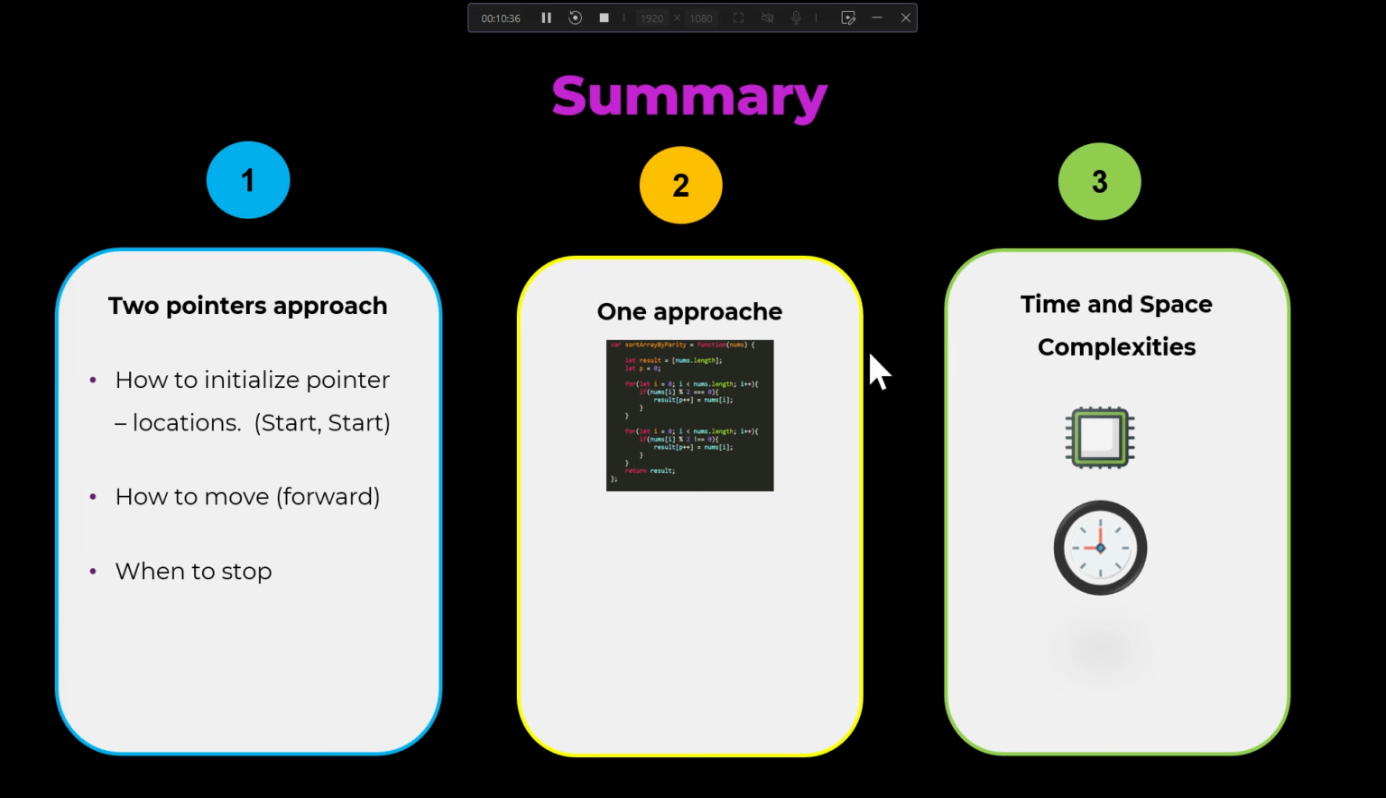In terms of the learning summary for this approach, we have learned about the two-pointer approach. We learned how to initialize the pointer location. In this approach, both pointers are at the start location, which is 0. We learned how to move the pointers, moving forward because they both start at the beginning. Then we added the stop condition, and we also discussed the time and space complexity.